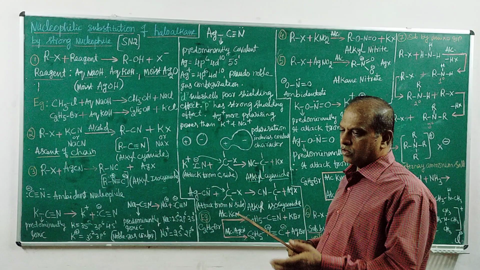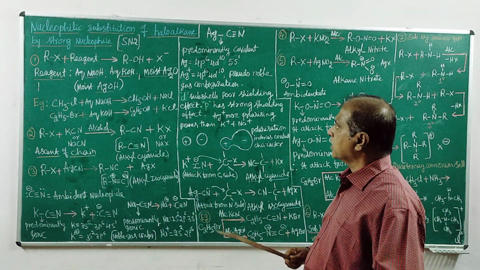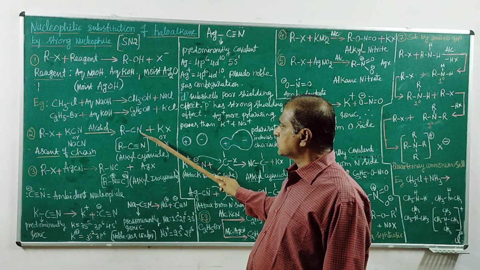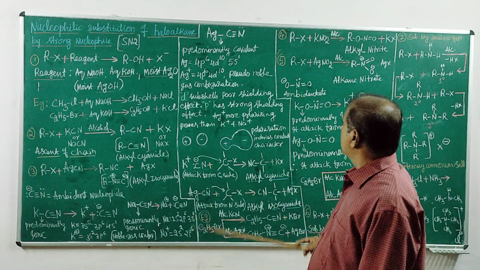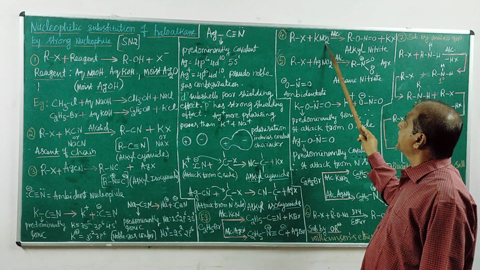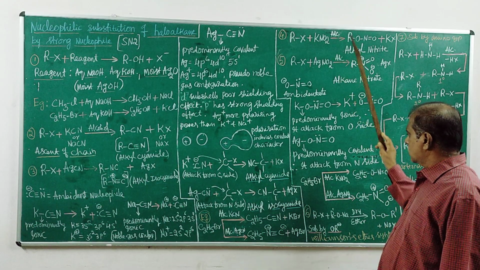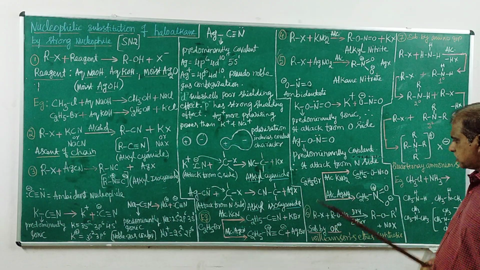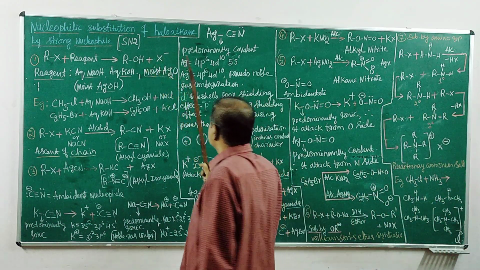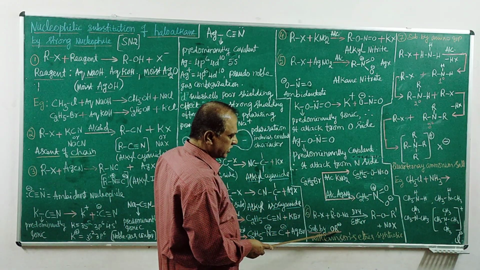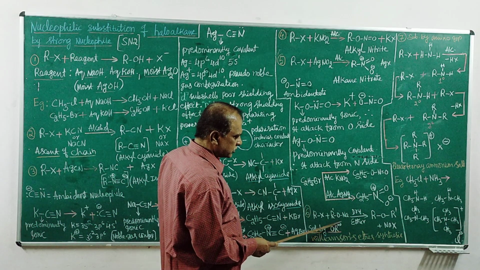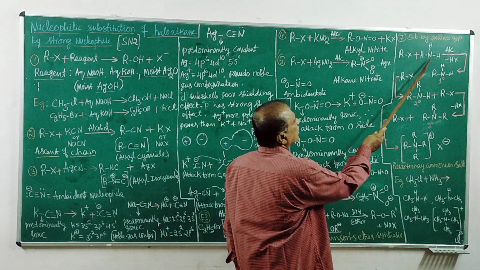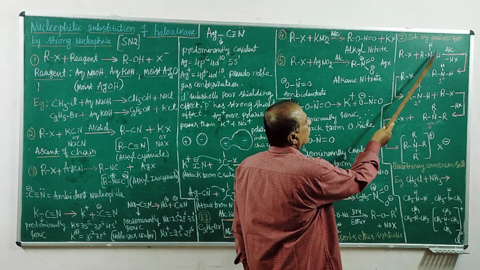The strong nucleophiles, the examples I have taken, are OH minus, CN minus (cyanide), NO2 minus (nitrite), and OR minus. Here in OH minus, H is replaced by an organic group, so OR minus is an even stronger nucleophile. And NH3, a neutral ammonia molecule.